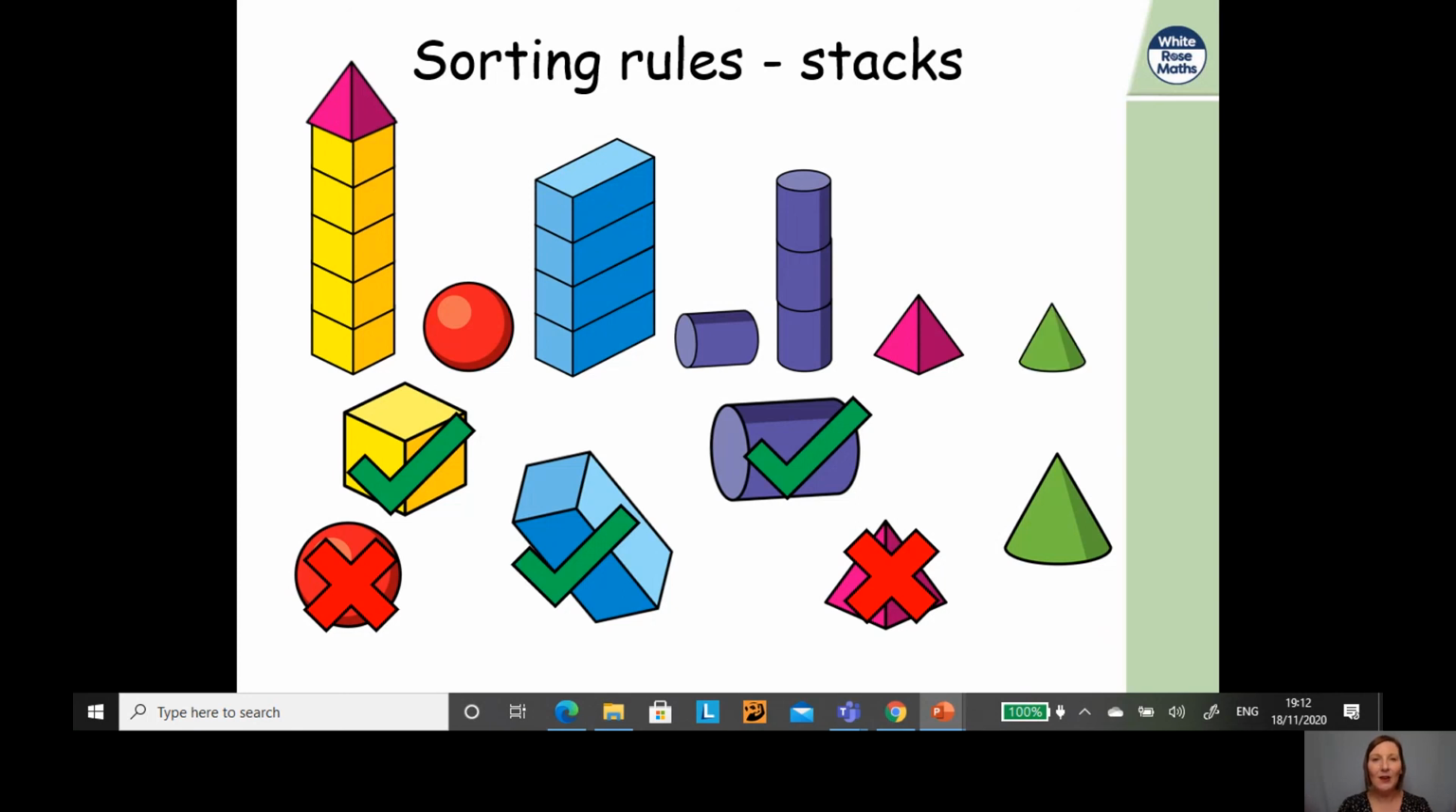Now I've got my cone. Do you think my cone will stack? It didn't. I wonder though if my cone will fit on top of any of these stacks of shapes. Yes, look, it can go on top of my cylinders. Fabulous.